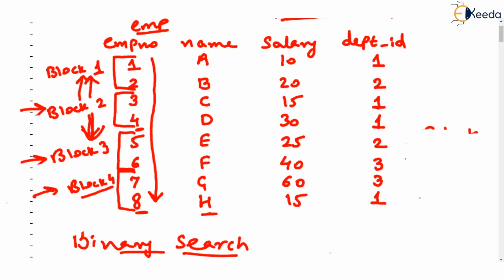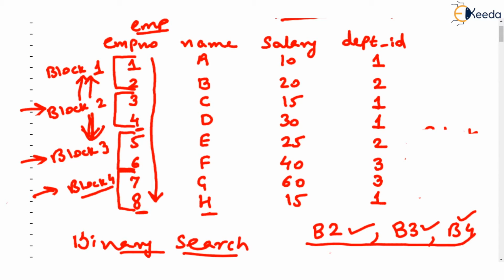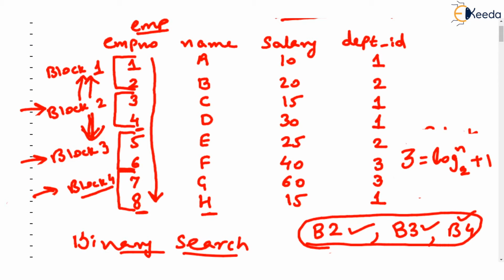Recall, first time block 2 was read, correct? Next, block 3 was read. And last, block 4 was read. So 3 block accesses were needed before we got our record, correct? Now this 3, the quantity 3, is exactly equal to log of n to the base 2 plus 1. And here this n is the number of blocks, not the number of records.